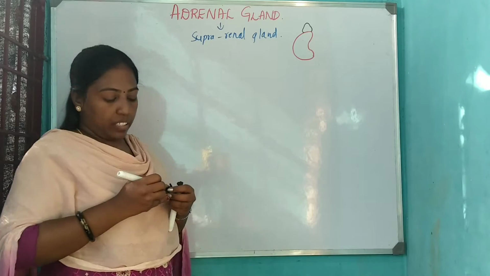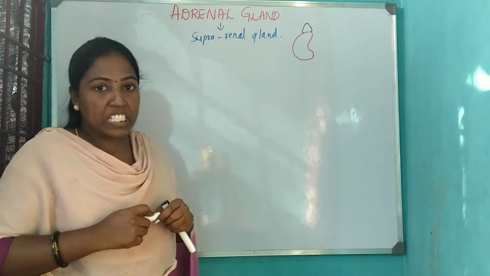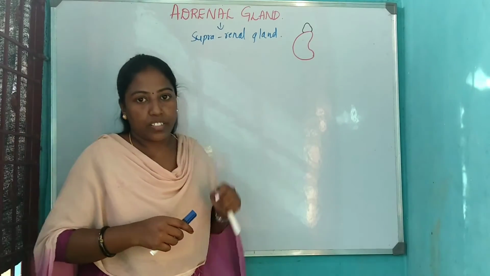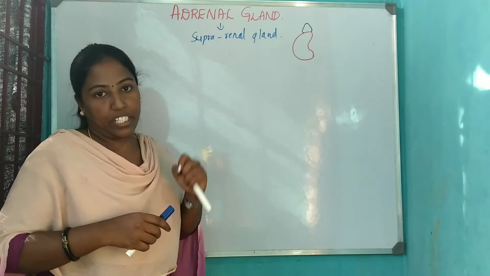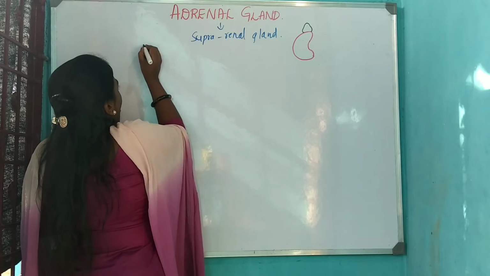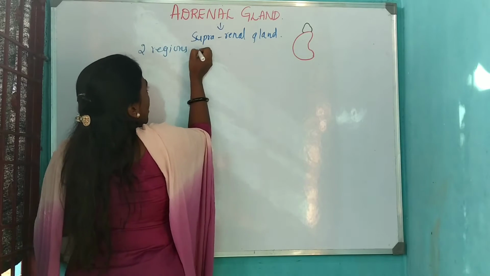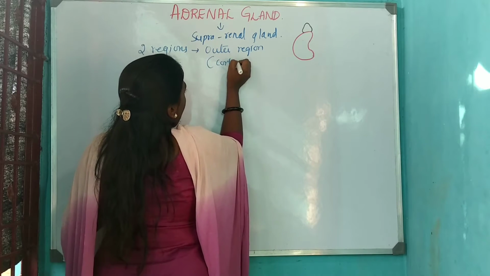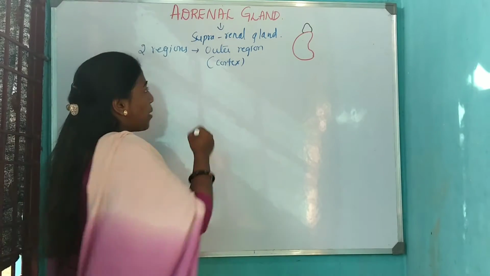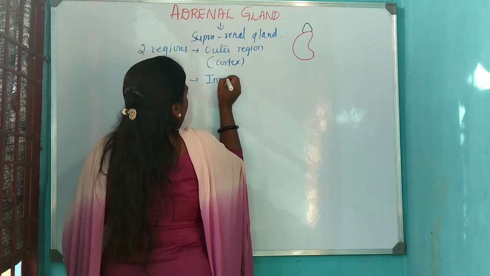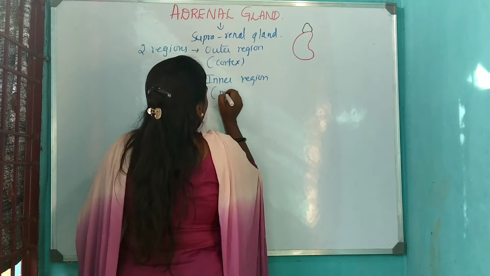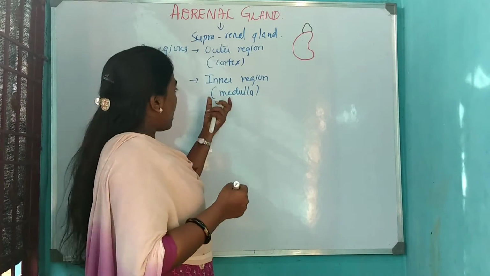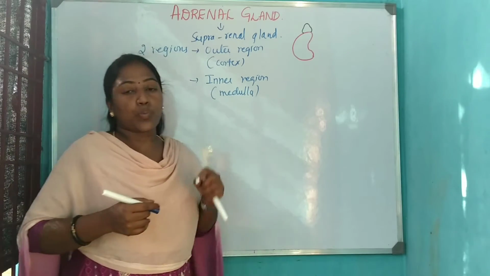As we are discussing the endocrine function of the adrenal gland, here the adrenal gland has been differentiated into an outer region as well as an inner region. It has been divided into two regions. The outer region is called the cortex, and the inner region is called the medulla. The cortex is yellowish in color, and the medulla is reddish brown in color.